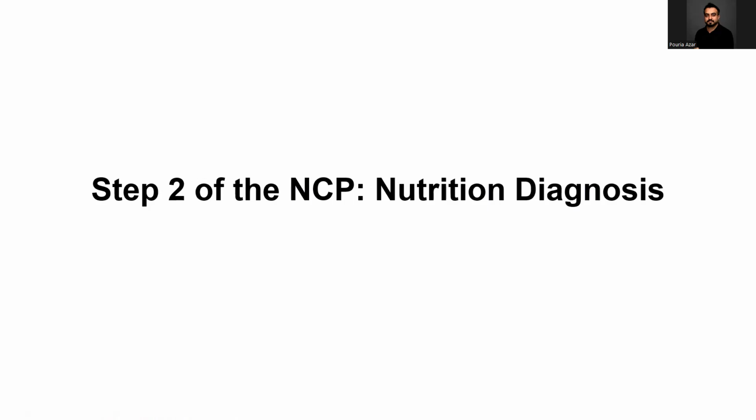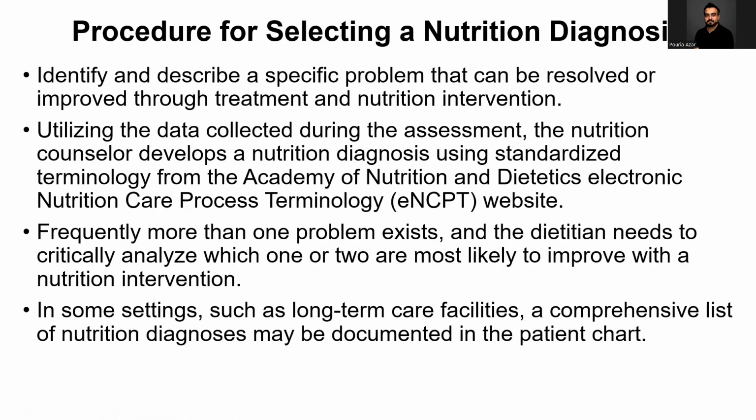The second step of the nutrition care process is nutrition diagnosis. So here the goal is to identify and describe a specific problem that can be resolved or improved through treatment and nutrition intervention. Remember, in some cases, you may see different nutrition diagnoses. If there is more than one problem, we will have different nutrition diagnoses.